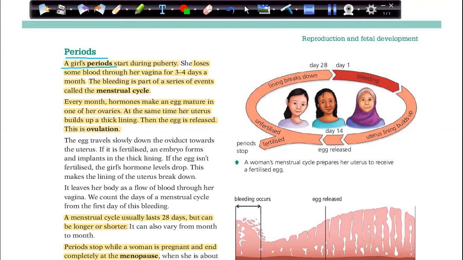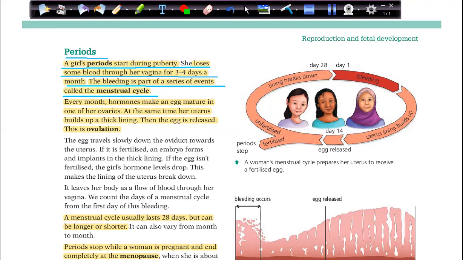A girl's period starts during puberty. She loses some blood through her vagina for 3 to 4 days. From 3 to 4 days, she will bleed. Each month, so this is happening each month. The bleeding is part of a series of events called the menstrual cycle. So what is the menstrual cycle? And why all this bleeding? It's not for nothing.